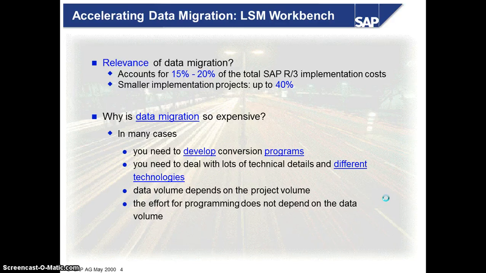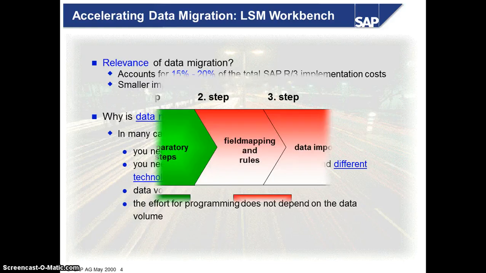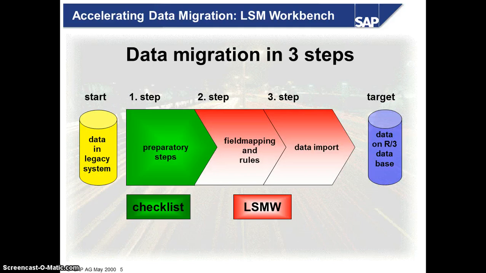In this, the data can be migrated from the other systems, that is legacy systems, to the SAP system, in which we have migration in 3 steps: preparatory steps, field mapping and rules, and data import. So basically we have the data in the legacy system, and that data has to be loaded into the R3 system. For this we have preparatory steps, a checklist, field mapping and rules, and data import. This is what we have.